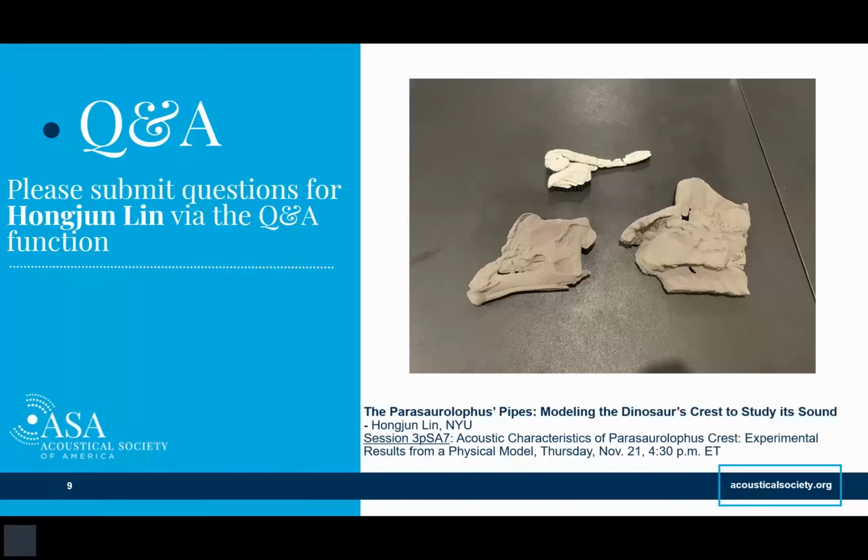So we have a question from Jessica about why is determining the sound of the Parasaurolophus so difficult? I mean, we kind of understand why it's hard, obviously there's no one to listen to a dinosaur now. But I believe you kind of talked about how the crest makes it kind of unique. So can you talk about that a little bit?